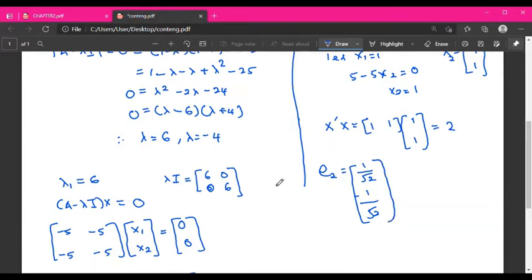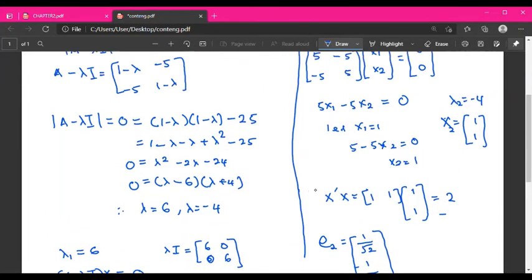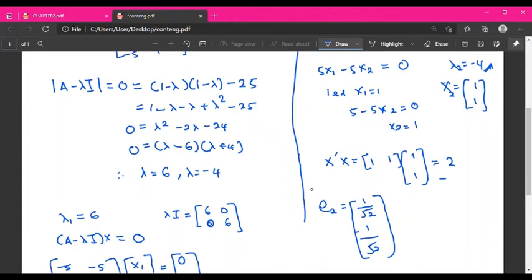Daripada this matrix, 1 over the square root of X transpose X. So we have these two values, lambda negative 4, then this is the normalized eigenvector. Alright, that is the way how you can find the eigenvalues and normalized eigenvectors for the square matrix.